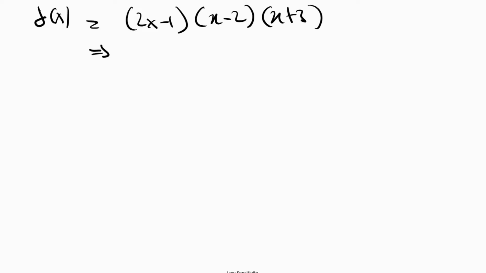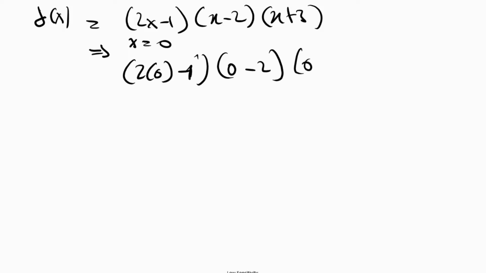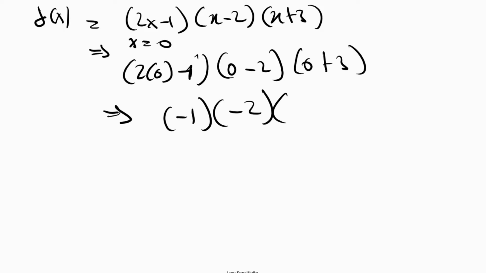and here we say that x equals 0. So what does that mean? So that means we have (2 times 0 minus 1) multiplied by (0 minus 2) multiplied by (0 plus 3). So here we have minus 1, minus 2, and 3, right? So that means we have 2 and 3, which is equal to 6.